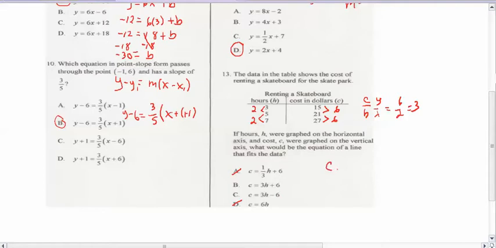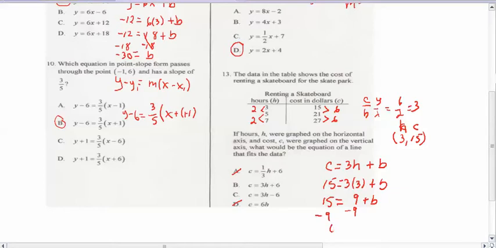And I have c is equal to 3h plus b. I'm going to use one of the ordered pairs, and I think I'm going to use (3, 15). They said this was my h, and this is my c. So I'm going to go 15 is equal to 3 times 3 plus b. 9 plus b, 15. Subtract 9, and I have 6 is equal to b. So I'm looking for one with the positive 6, and it's going to be letter B.